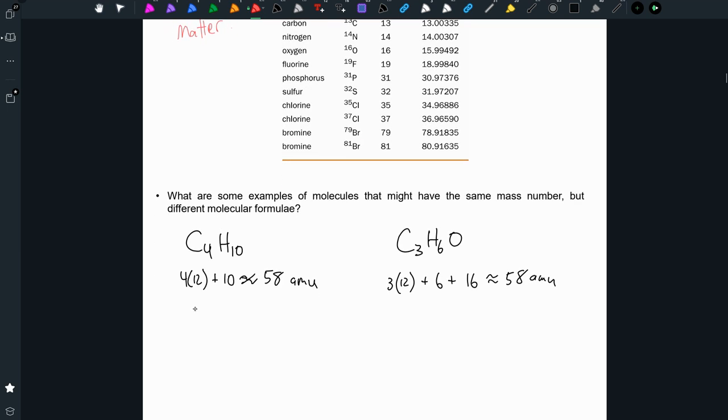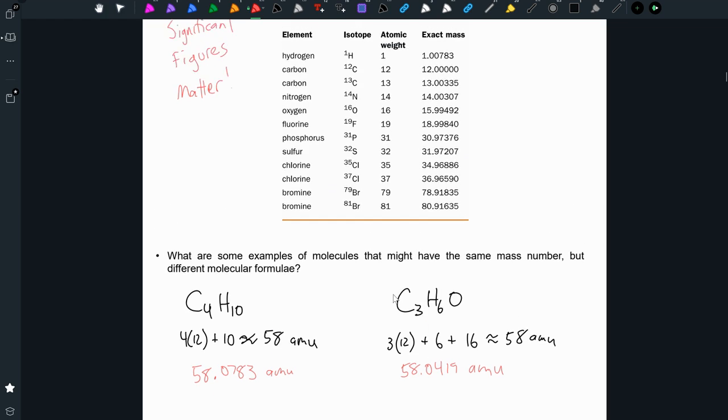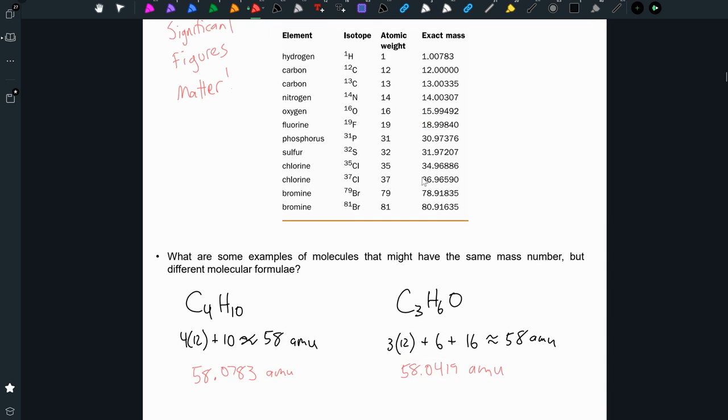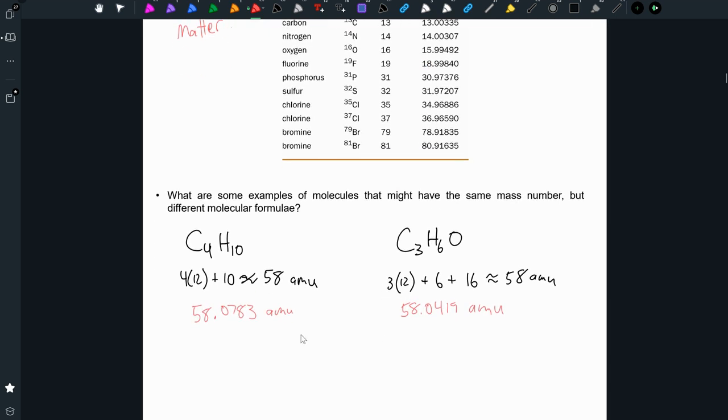Because in actuality, C4H10 would be 58.0783 AMU, whereas C3H6O would be 58.0419 AMU. All right, so if I have a high resolution machine that can really differentiate what the molar mass of the particles is, I can actually make this distinction.